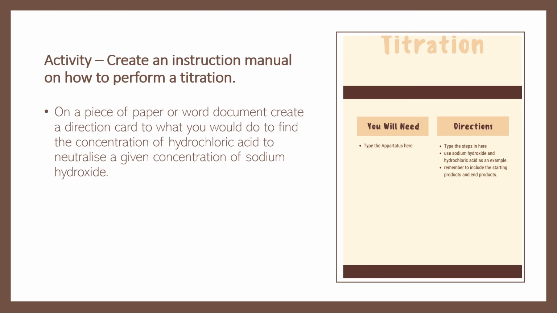So as you can see on mine I've done here, I have my titration as the title. You will need, or this will be where I put my apparatus, and then directions. And it's going to be a step-by-step approach of how to work out a titration. Again, we're using sodium hydroxide and hydrochloric acid as an example. We need to remember to include what we would start with and our end product. So what salt do we end up with? You can rewind the video to look through the steps, and also if you're up for a challenge, make sure you listen to what I've said about the colour of the indicator and what colour the indicator would go at the end point. But that's not necessary, that's just if you want to challenge yourself further.